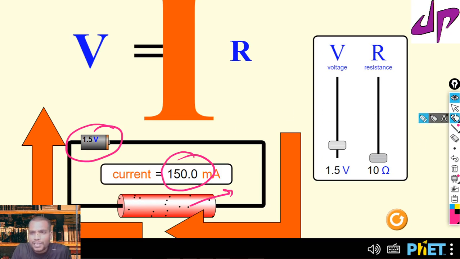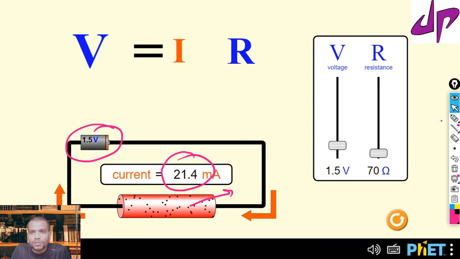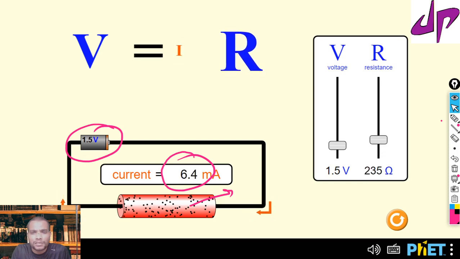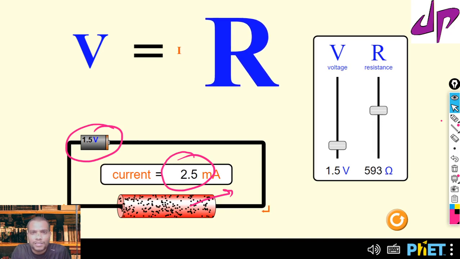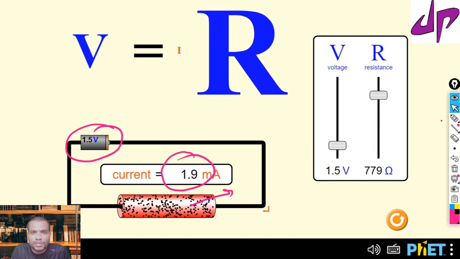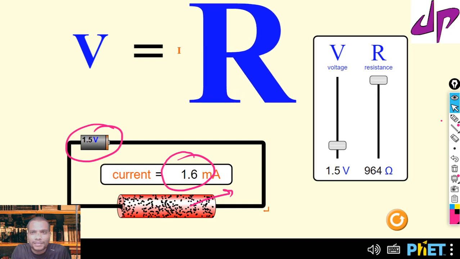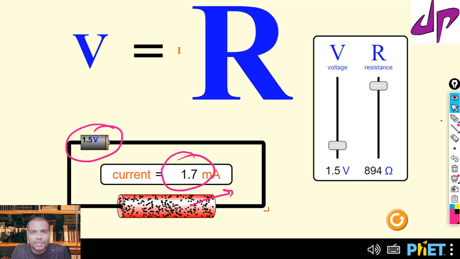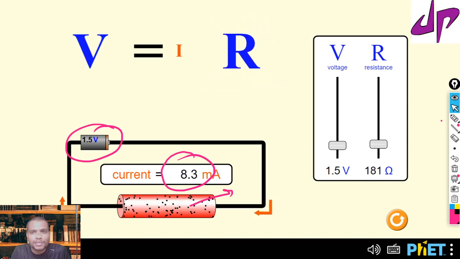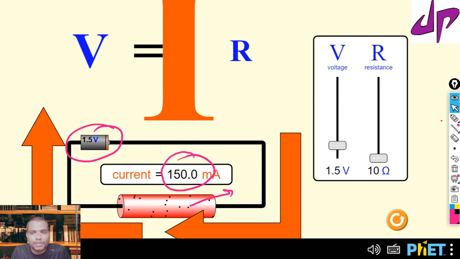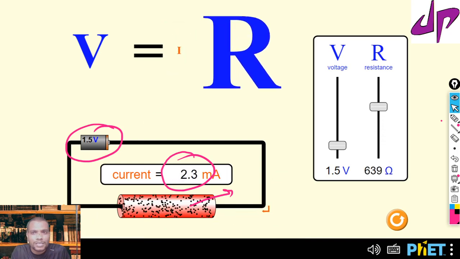And if we increase the resistance here, the resistance will compensate, so it balances. Now I am increasing the resistance. Here you can see the drop in current. When the resistance increases, the current value decreases. When the resistance decreases, the current value increases at a constant voltage.